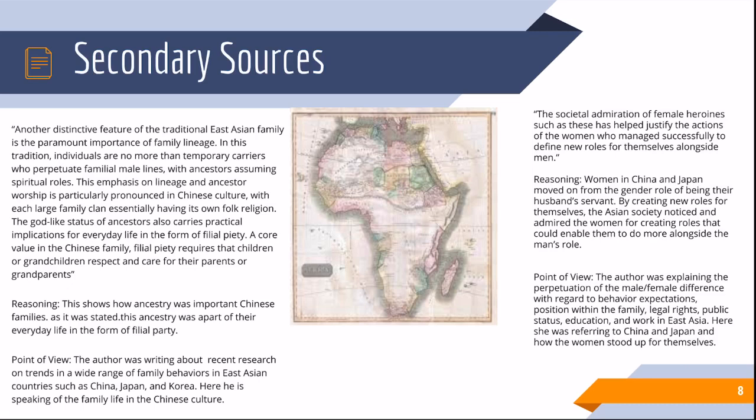Our secondary sources. So this is a long quote. Basically, it's showing how ancestry was important to Chinese families, and it was stated that this ancestry was a part of their everyday life in the form of filial piety, which basically required children or grandchildren to respect and care for their parents or grandparents. And the last quote says, the societal admiration of female heroines such as these has helped justify the actions of the women who managed successfully to define new roles for themselves alongside men. So this shows that women in China and Japan moved on from the gender role of being their husband's servants by creating new roles for themselves. The Asian society noticed and admired the women for creating roles that could enable them to do more alongside the man's role.